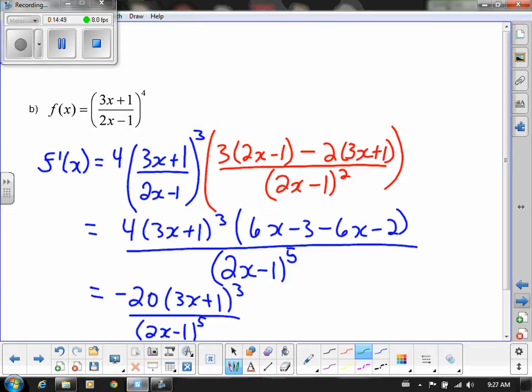Sometimes students ask, well, Miss, could I change this function to f of x equals 3x plus 1 to the power of 4 over 2x minus 1 to the power of 4, and then just go straight to the quotient rule? The answer is yes. You'll come to the same answer. Whatever works. So if you want, you can go ahead and try it, knowing that this has to be the final answer that you get.